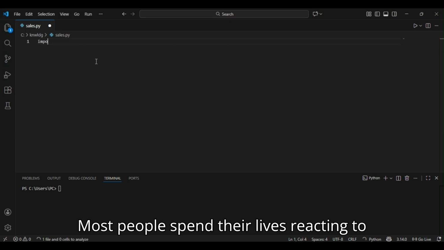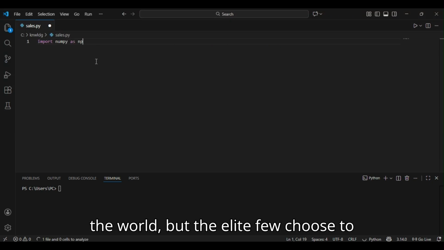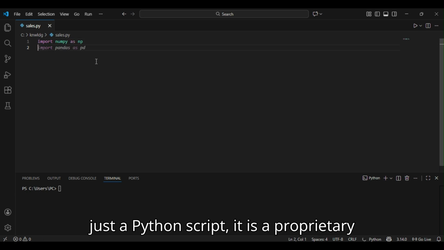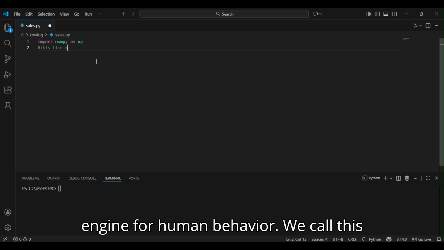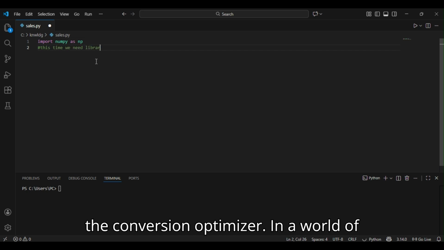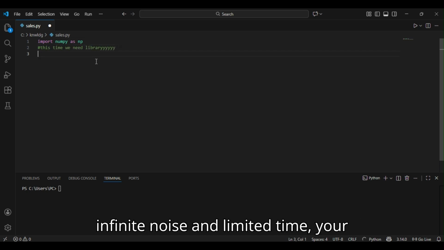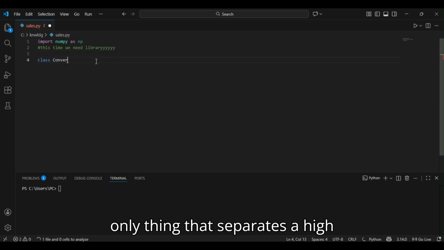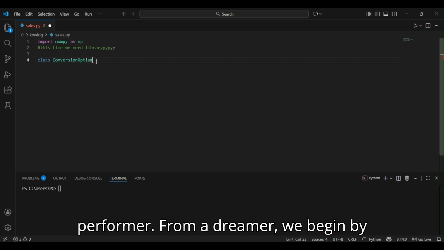Most people spend their lives reacting to the world, but the elite few choose to decode it. What you are looking at is not just a Python script, it is a proprietary engine for human behavior. We call this the conversion optimizer. In a world of infinite noise and limited time, your ability to predict a yes or a no is the only thing that separates a high performer from a dreamer.